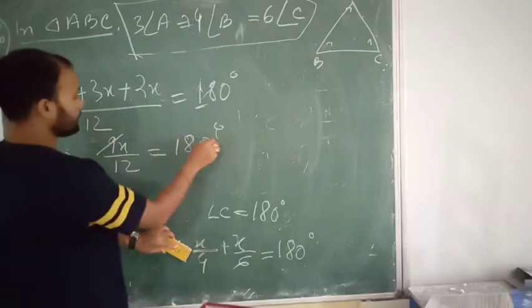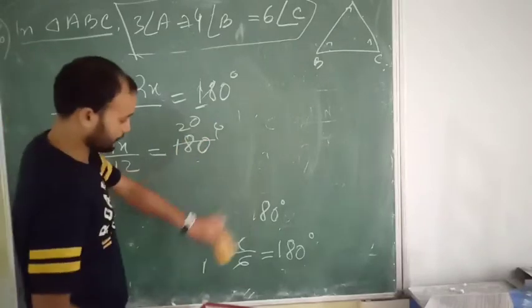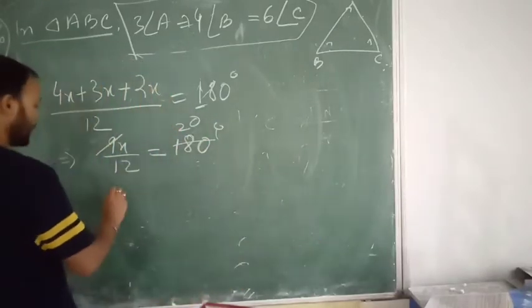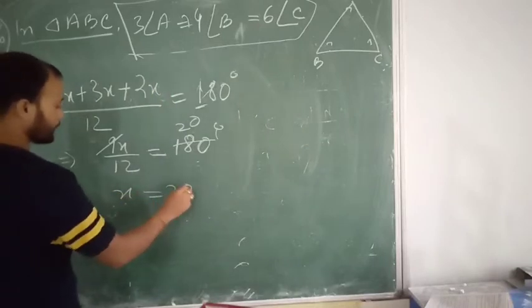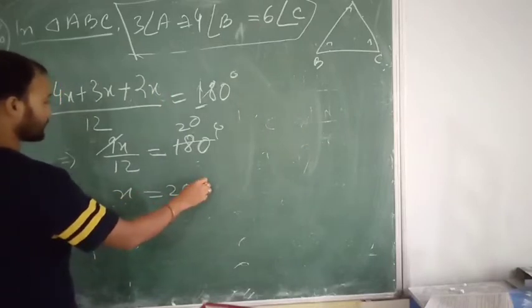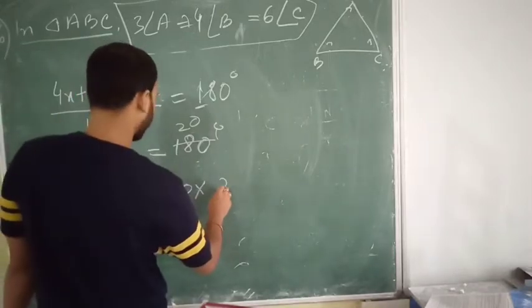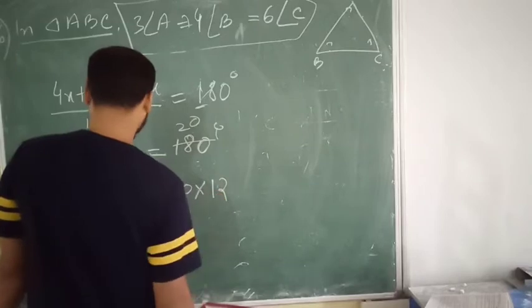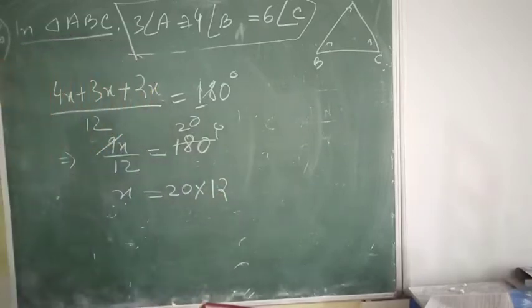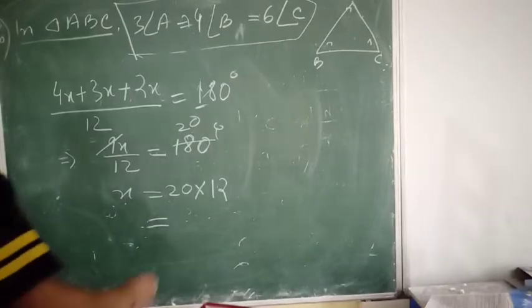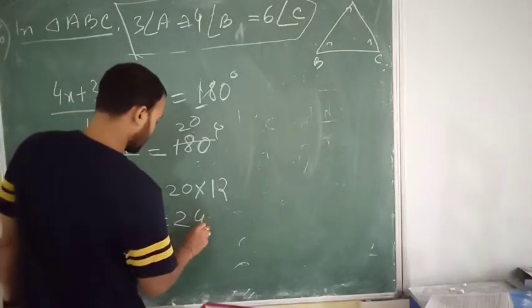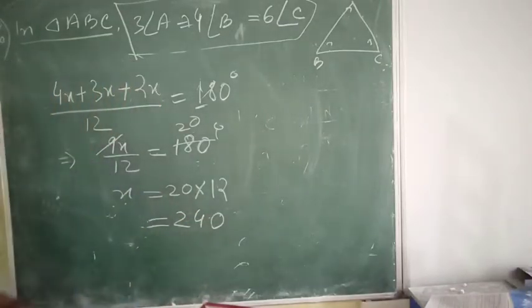Nine ones are 9, 20. And the value of x will be 20 into 12. Wait, one second. Yes, it will be 240. The value of x is coming to 240 degrees.